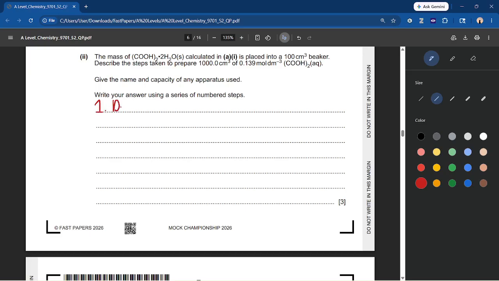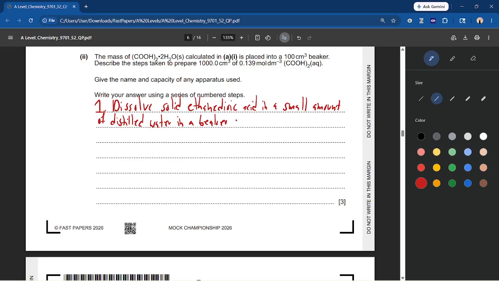1. Dissolve solid ethanedioic acid in a small amount of distilled water in a beaker and mix until fully dissolved.